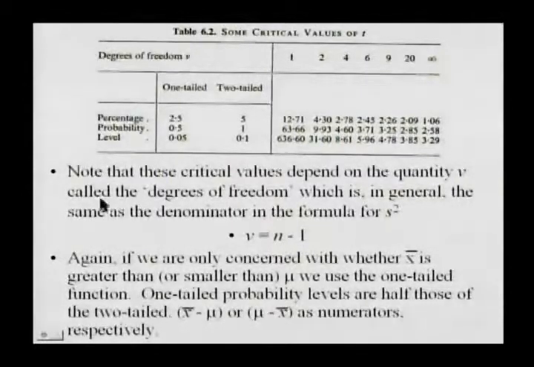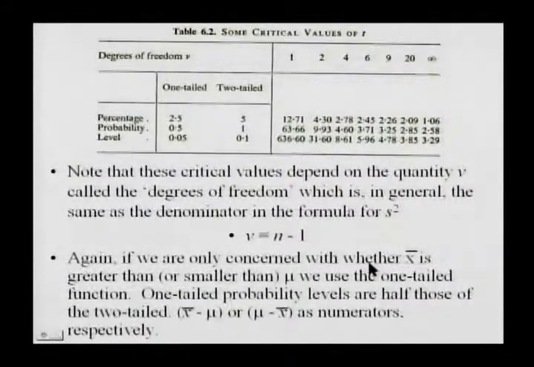So we see the degrees of freedom. Note that these critical values depend on the quantity v, lowercase v, called the degrees of freedom, which is in general the same as the denominator in the formula for the variance. So therefore v equals n minus 1. The degrees of freedom equals n minus 1.